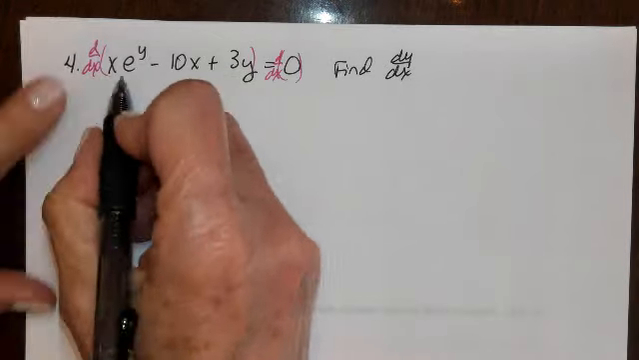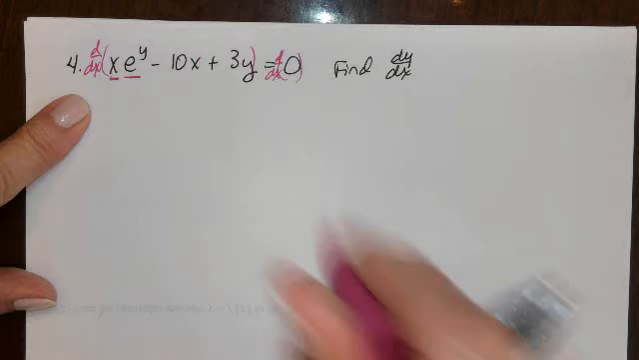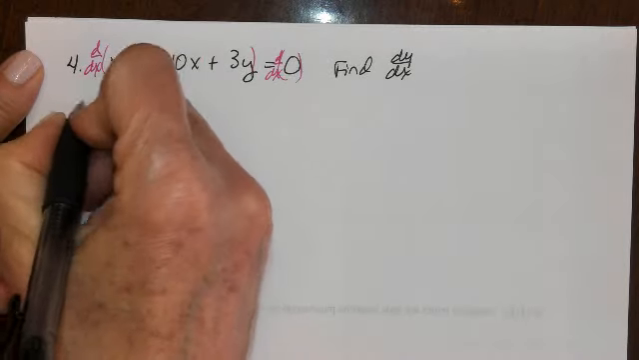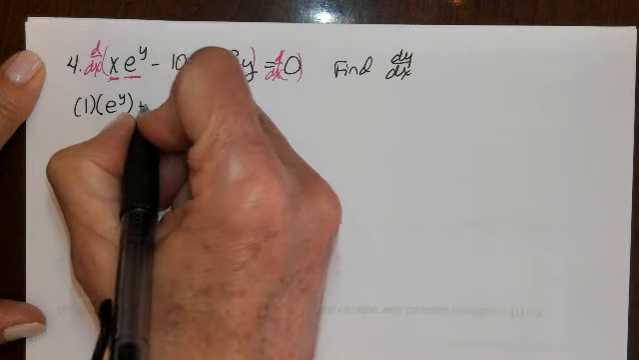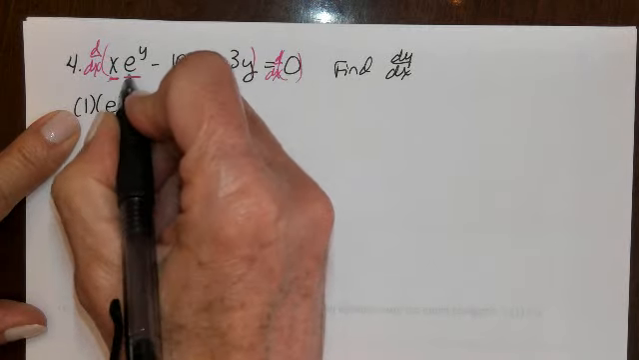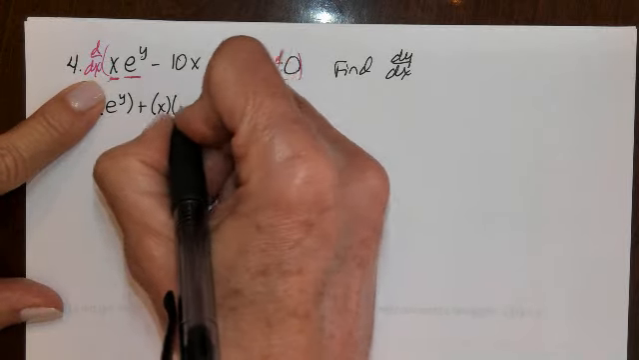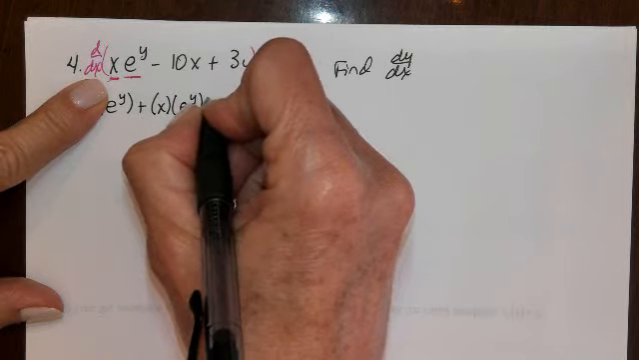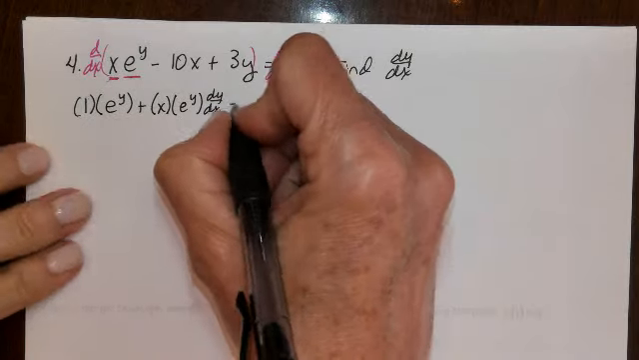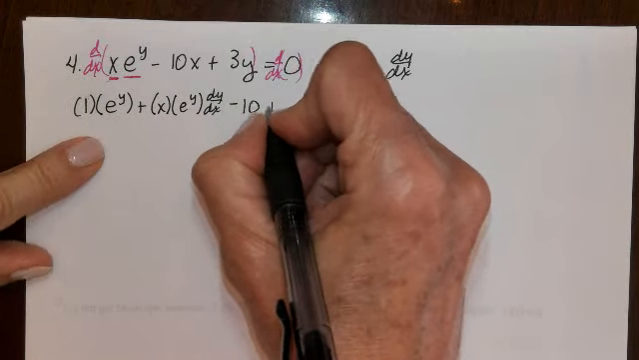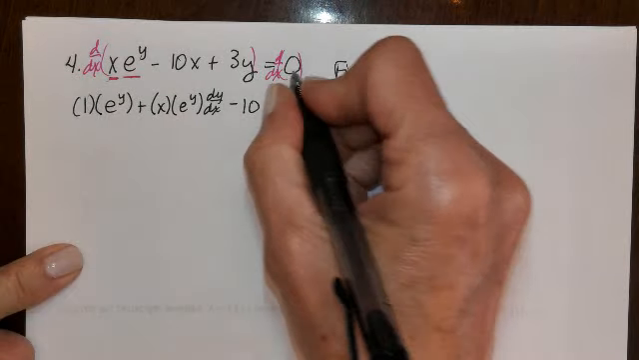Okay. For this first piece, I need to be sure to use the product rule, right? Product rule. So the derivative of x times, keep your e to the y the same, plus, now I'm going to leave my x alone, take the derivative of e to the y with respect to x. So the derivative of e to the y is e to the y, but then we need to multiply by dy dx. Minus 10 plus 3 dy dx, and that's going to equal 0.